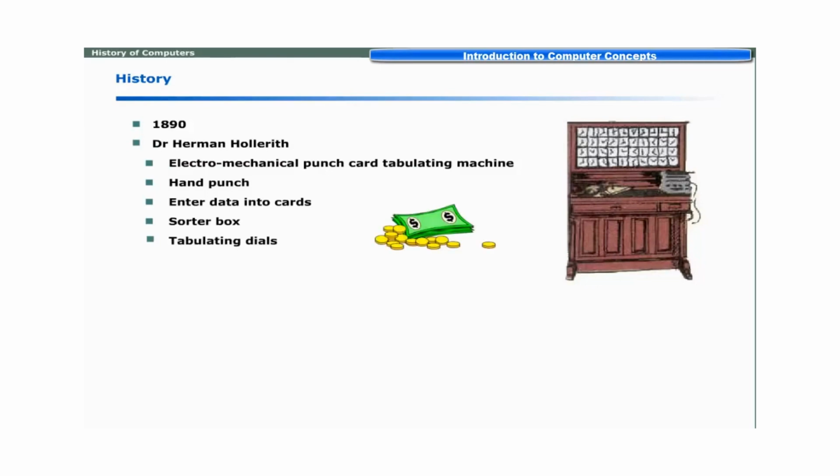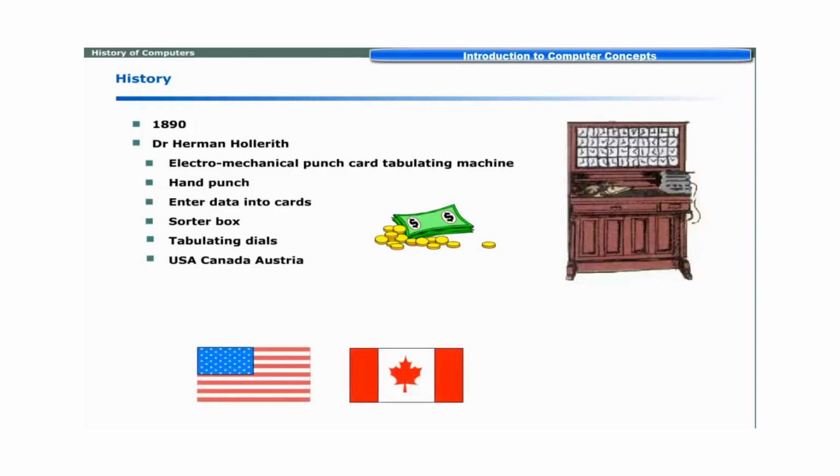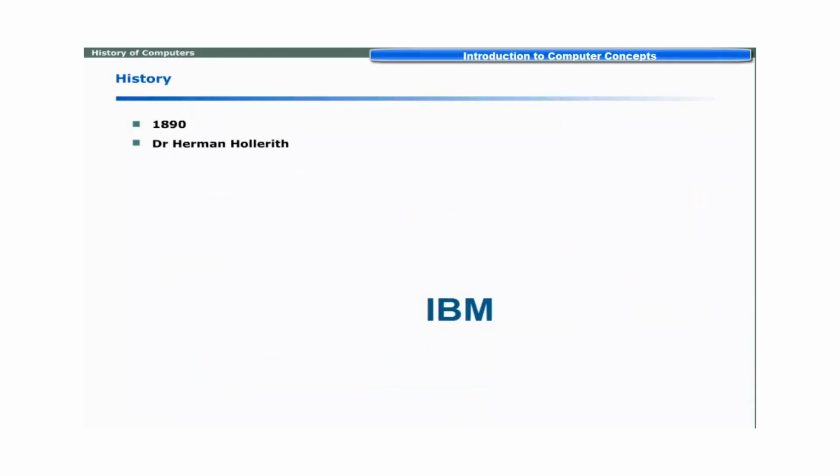Hollerith earned handsome income by leasing his machinery to the governments of the USA, Canada, Austria and others. His invention led to the concept of modern data processing. Hollerith is also the founder of Tabulating Machine Company, that later on became IBM.